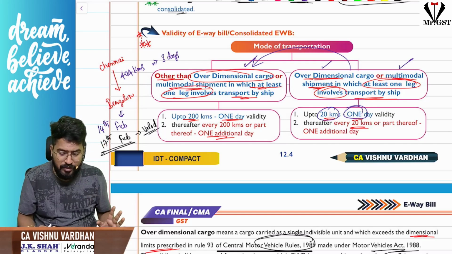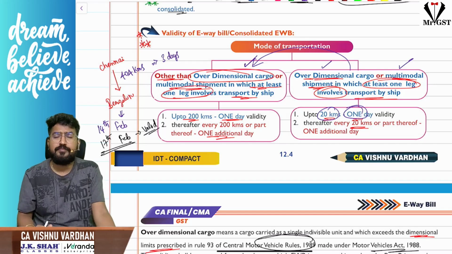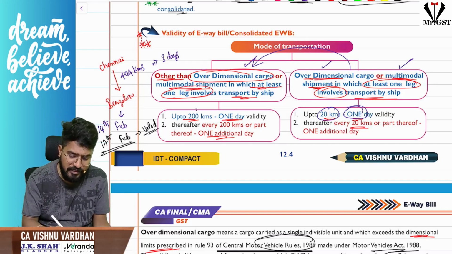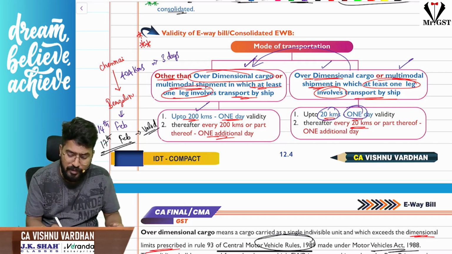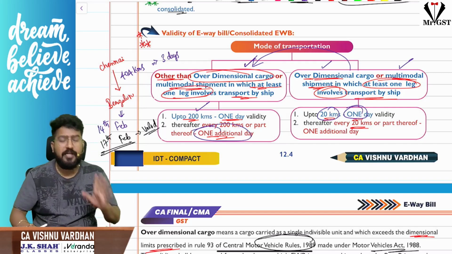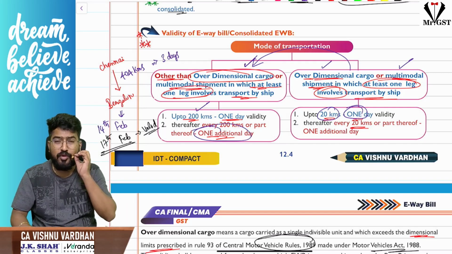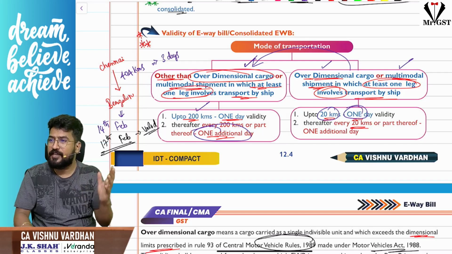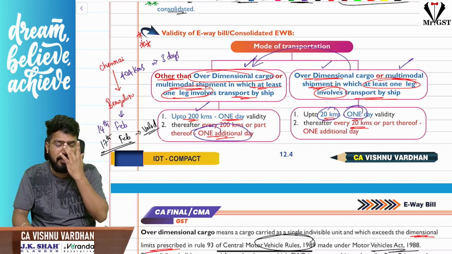If it is not over-dimensional cargo or a multimodal shipment involving a ship, in that case, what will happen? It is 200 kilometers for one day, and for every extra 200 kilometers or part thereof, you will get one additional day. And as I told you already, you have to give the pin code of the consignor and consignee.